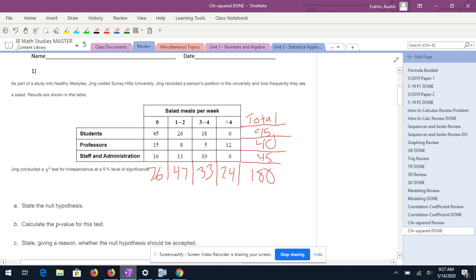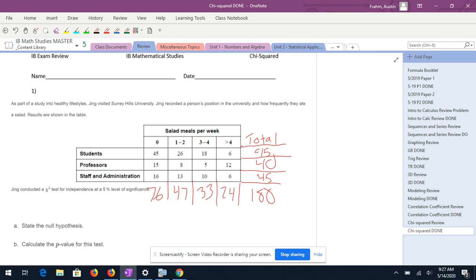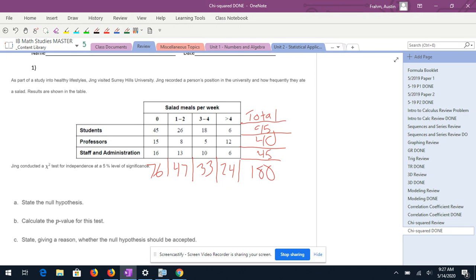All right, so this week's review is on the chi-squared test of independence. Problem number 1 says, as part of a study into healthy lifestyles, Jing recorded a person's position in the university and how frequently they ate a salad, and the results are shown in the table.